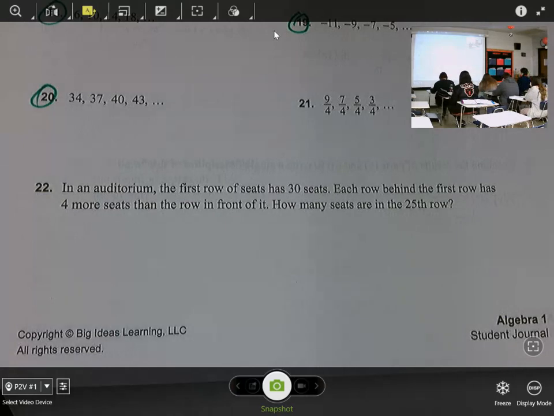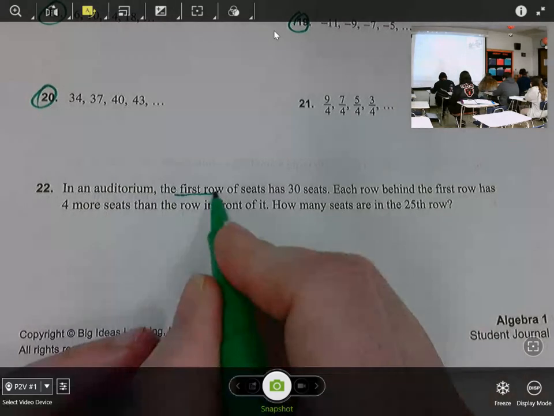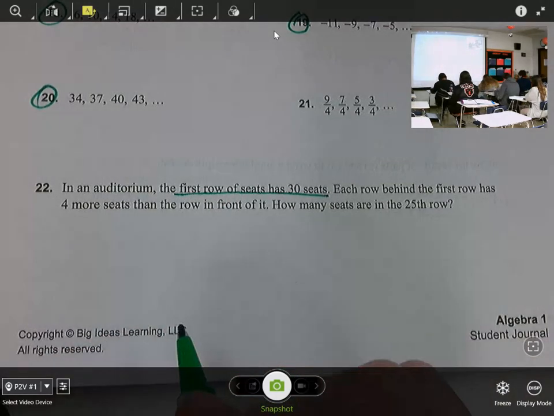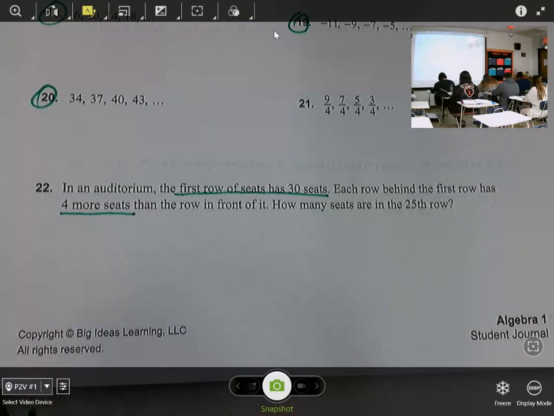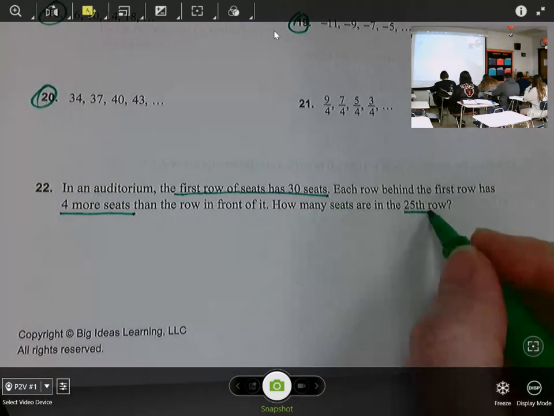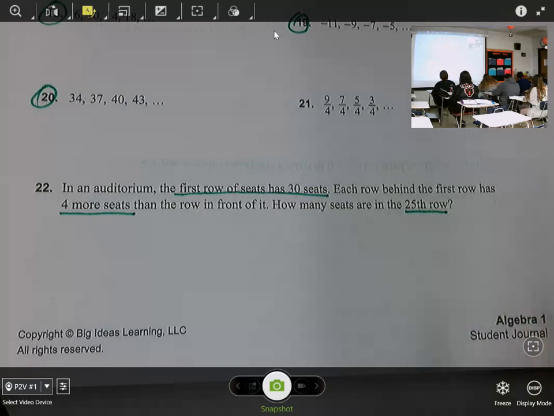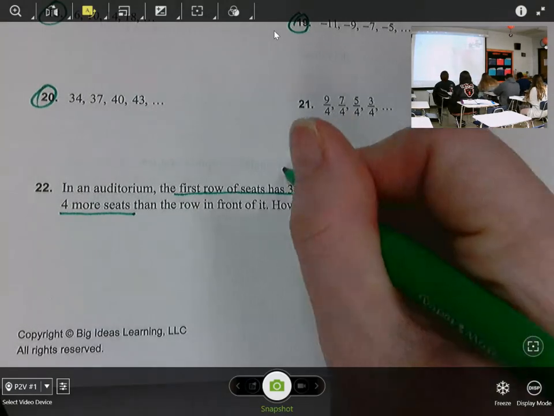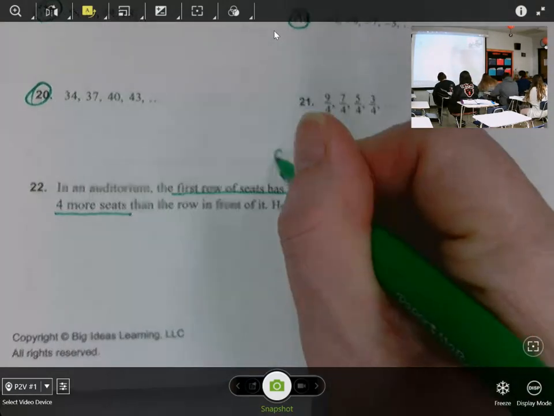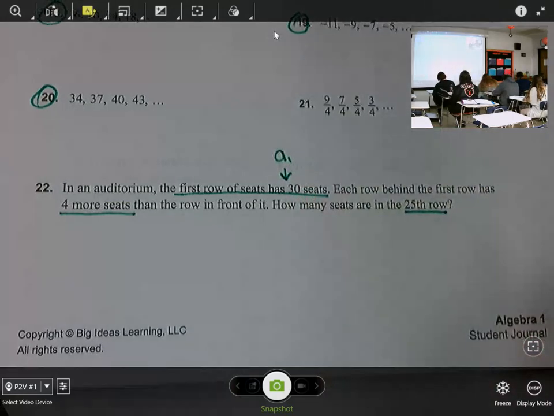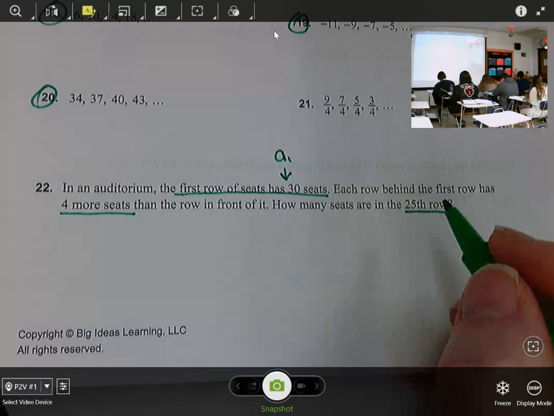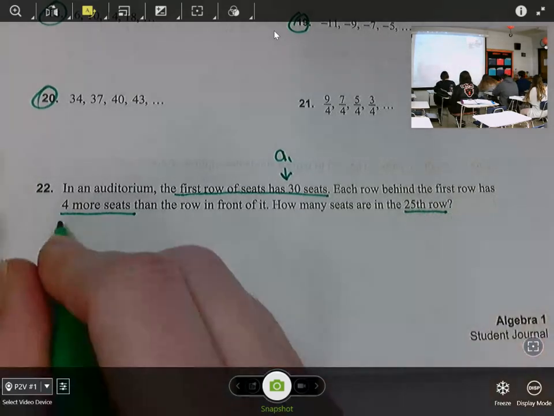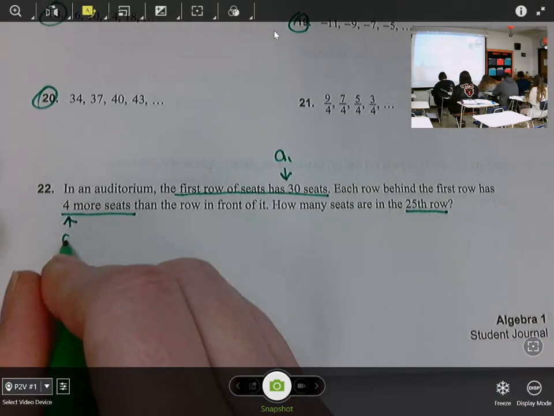Number 22 says, in an auditorium, the first row of seats has 30 seats. Each row behind the first row has 4 more seats than the row in front of it. How many seats are in the 25th row? Well, first it gives you your first term because it says the first row, so 30 would be A1. And then it says each row has 4 more, so that means they're adding 4 each time. So this positive 4 gives us our common difference.